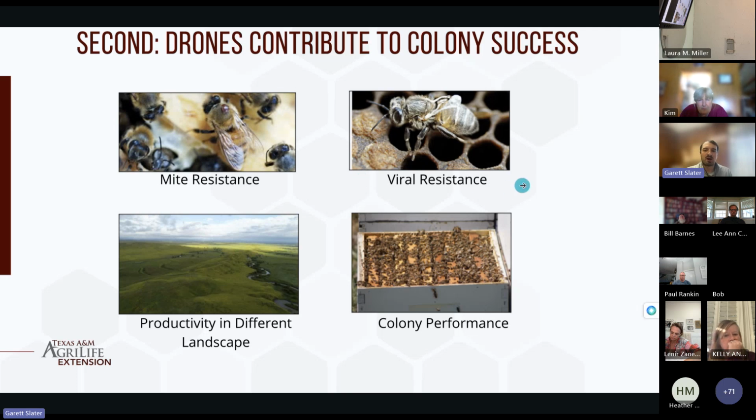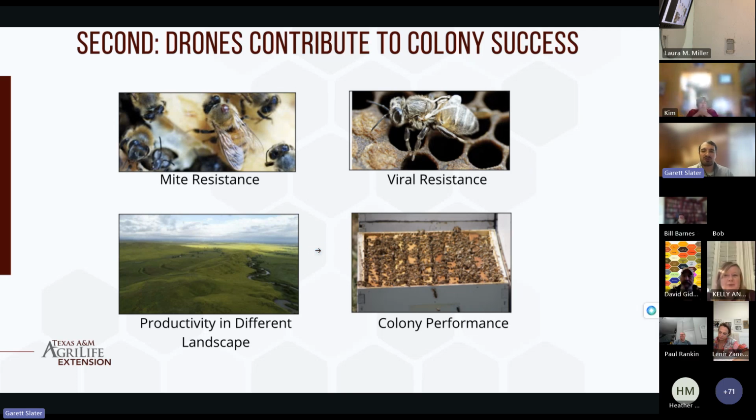We've been working on how to measure and select for virus resistance. And like I mentioned, we can't treat or vaccinate for viruses. And so the best way is to breed for resistance if possible, or manage the mite levels. And we're seeing that virus resistance in some colonies is due to the males.